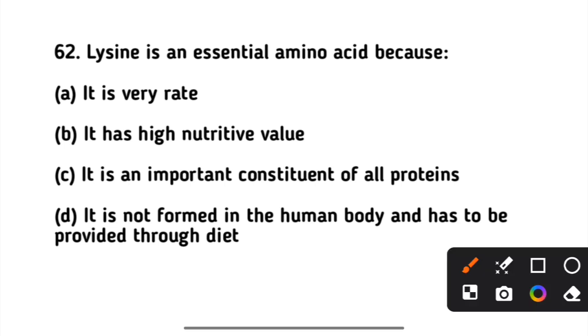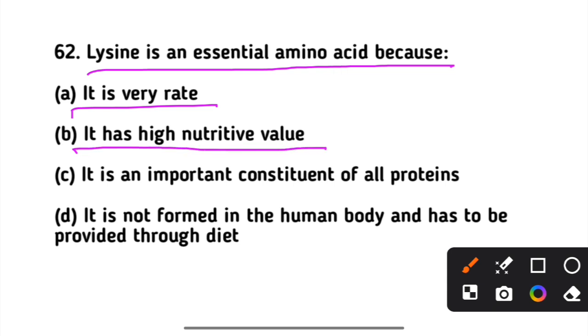Next, lysine is an essential amino acid because it is very rare, it has high nutritive value, it is an important constituent of all proteins, it is not formed in the human body and has to be provided through diet. Option D is correct. Lysine is an essential amino acid because it is not formed in the human body and has to be provided through diet.